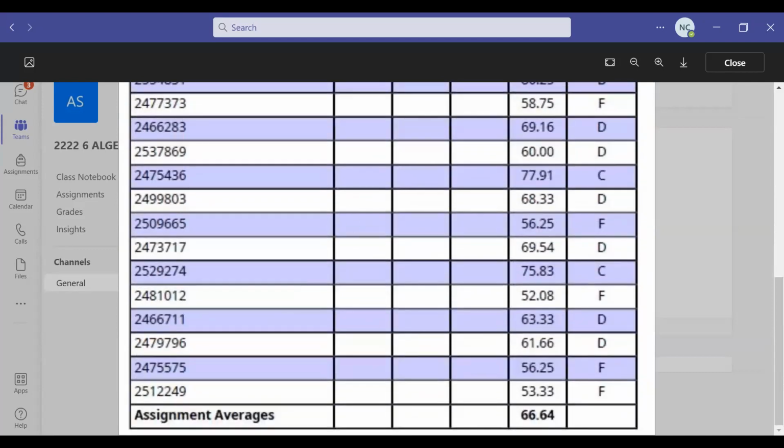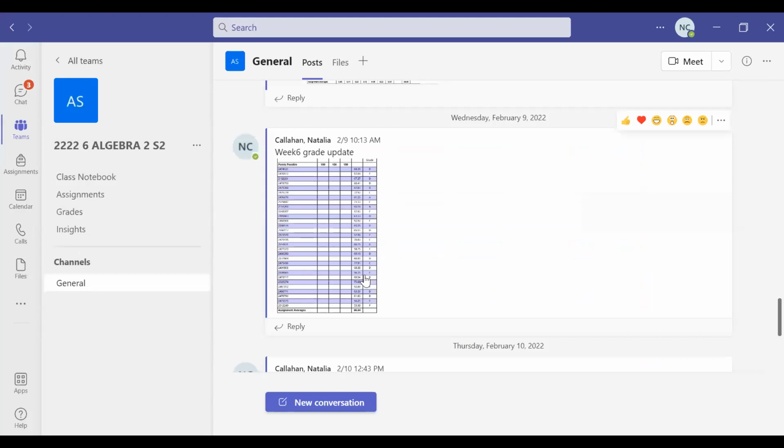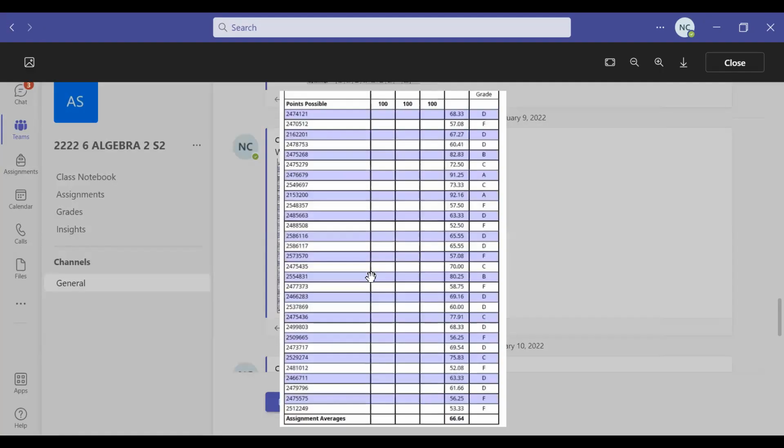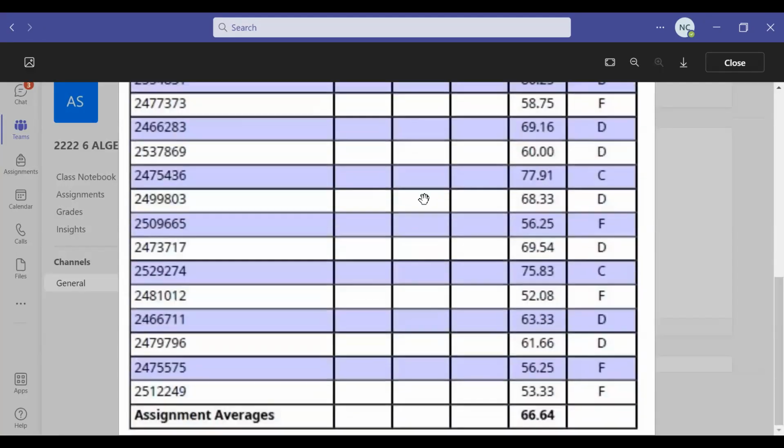So for those of you who are on the cusp of a D and F, my suggestion is you need to have at least a 75%. 75% is your safety grade. Why? Because your final, which is a common district final, is the same final you took last year in geometry and also freshman year in Algebra 1. It's a hard test. It's not easy. That's 15% of your grade.